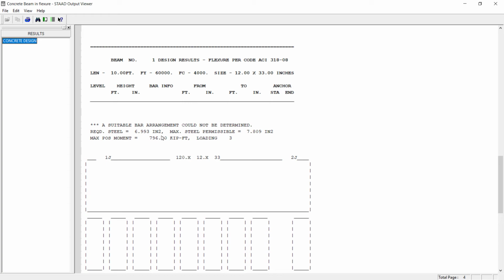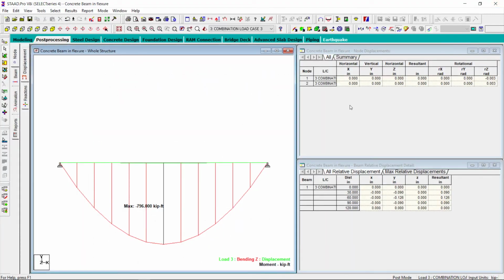That means STAAD is not capable of designing a doubly reinforced beam. So this is one of the limitations in STAAD, and be careful if you are designing your structure, especially concrete structure, where there is a limit to have a maximum depth of the beam, then you cannot design the beam as a doubly reinforced beam.